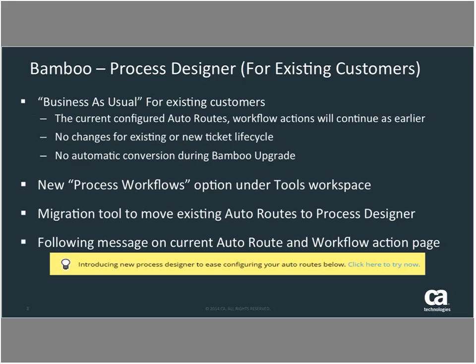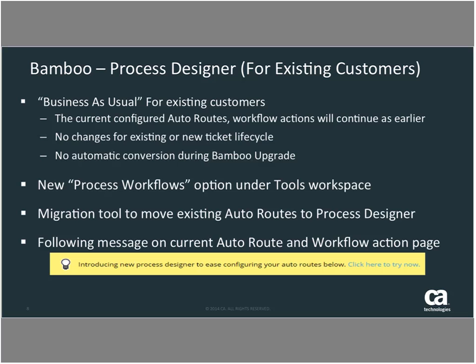as like introducing new process designer to ease configuring. You can try it out now. That's just a message, but still your existing auto route workflow actions would still continue to work as is. So there's no changes to the existing or new ticket lifecycle, because we don't want to make that big change for the existing one.